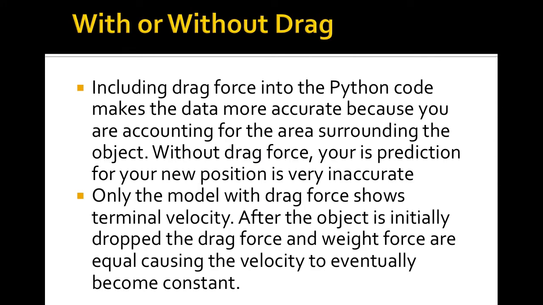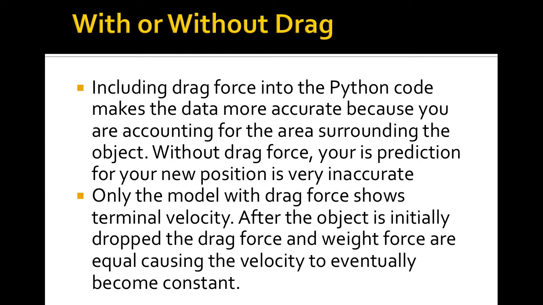With or without drag force. Including drag force into the Python code makes the data more accurate because you're accounting for the area surrounding the object. Without drag force, your prediction for your new position is very inaccurate. Only the model with drag force shows terminal velocity. Terminal velocity is where your weight force equals your drag force, producing a constant velocity.